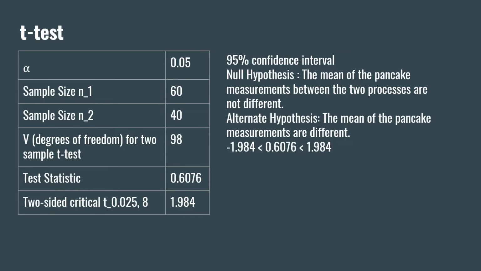From the t-distribution table, we find that the critical t-value is 1.984, and we calculate the test statistic t-value to be 0.6076. Because the test statistic is between the range of negative 1.984 and positive 1.984, we cannot reject our null hypothesis.